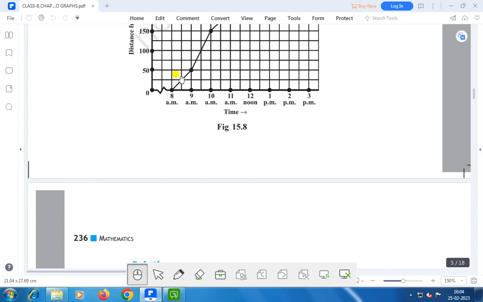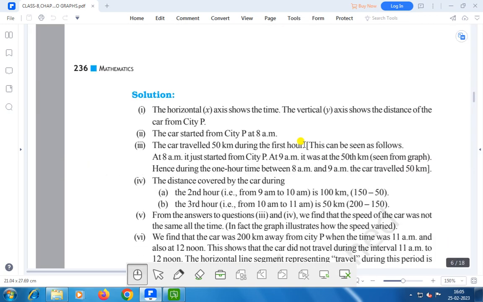Question number 3, the car traveled 50 km during the first hour. Here see, this is 50, right? This can be seen as shown. At 8 a.m. it just started from city P. At 9 a.m. it was at the 50 km mark seen from the graph. Hence, during the 1 hour between 8 a.m. and 9 a.m. the car traveled 50 km.